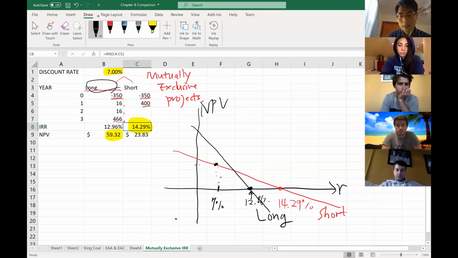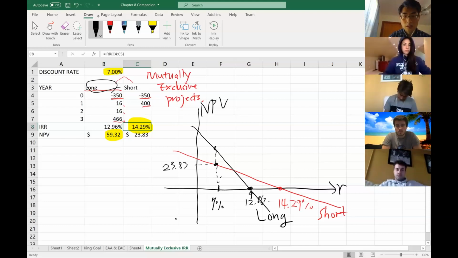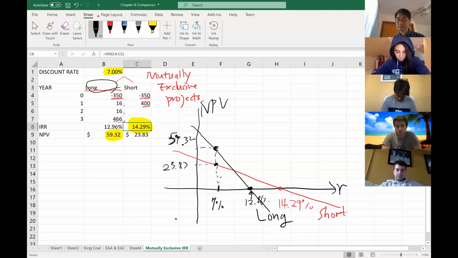Net present value of the short-term project is the point on the red line, right? And this is 23, right? What is the net present value of the long-term project? Which is here, and this is 59.32. Okay.